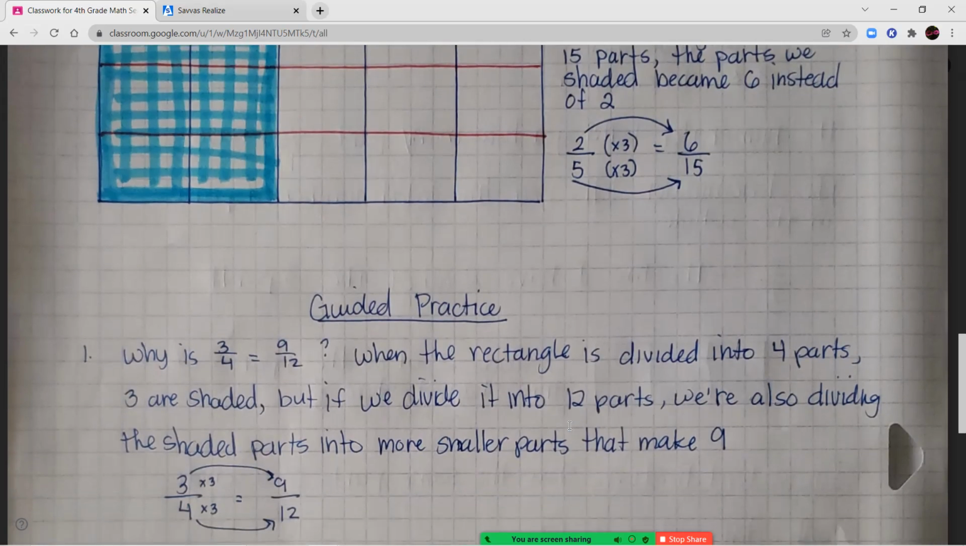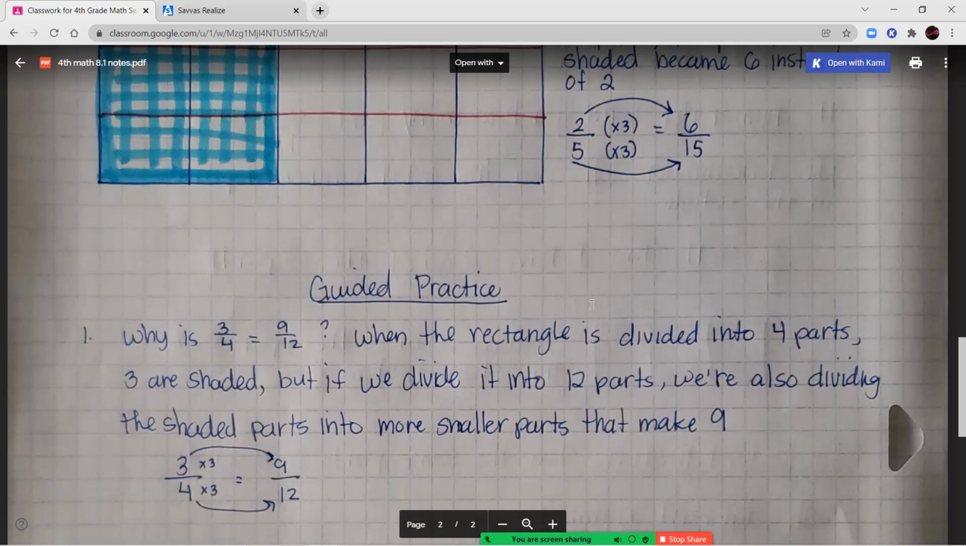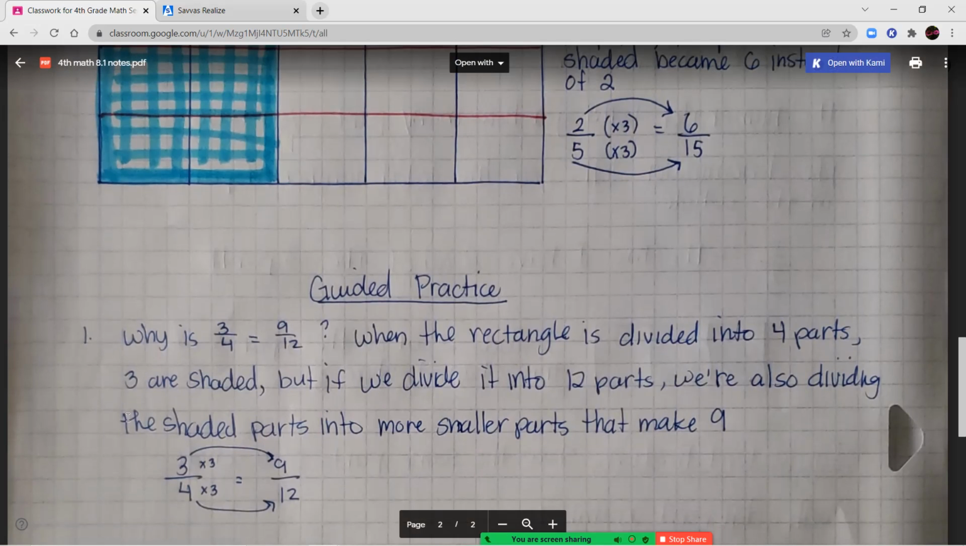Let's take a look at your guided practice. Why is 3/4 equal to 9/12? When the rectangle is divided into 4 parts, 3 of those parts were shaded. But if we divided it into 12 parts, we're also dividing the shaded parts into more smaller pieces that make 9. So in order to get from 3 to 9, we multiplied by 3. To get from 4 to 12, we also multiplied by 3.